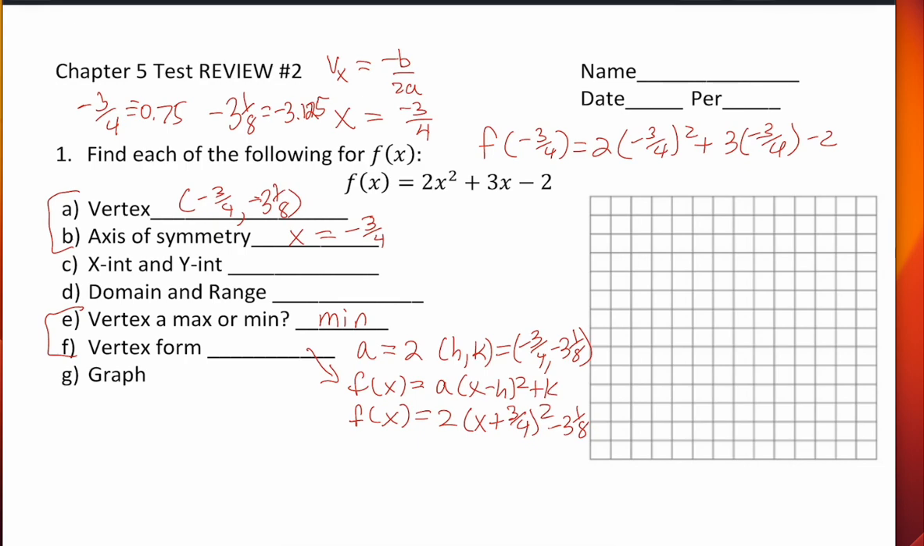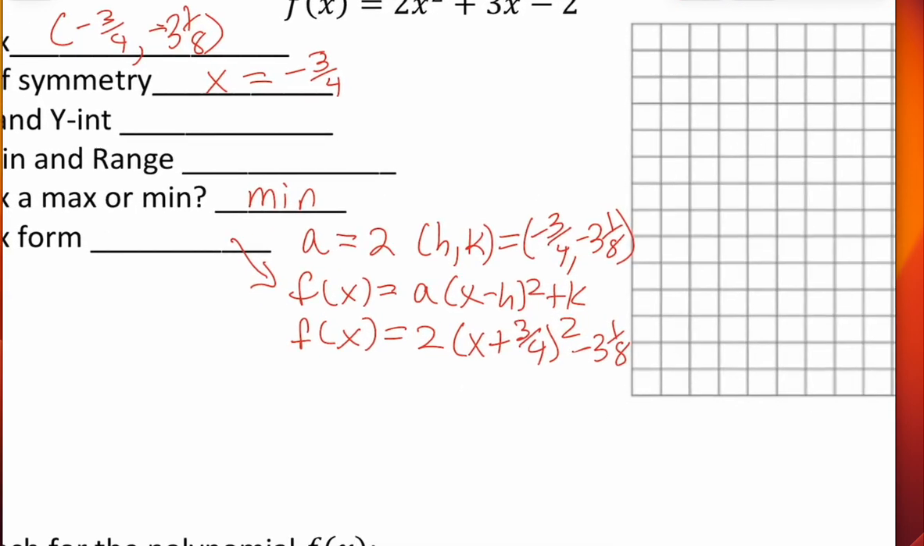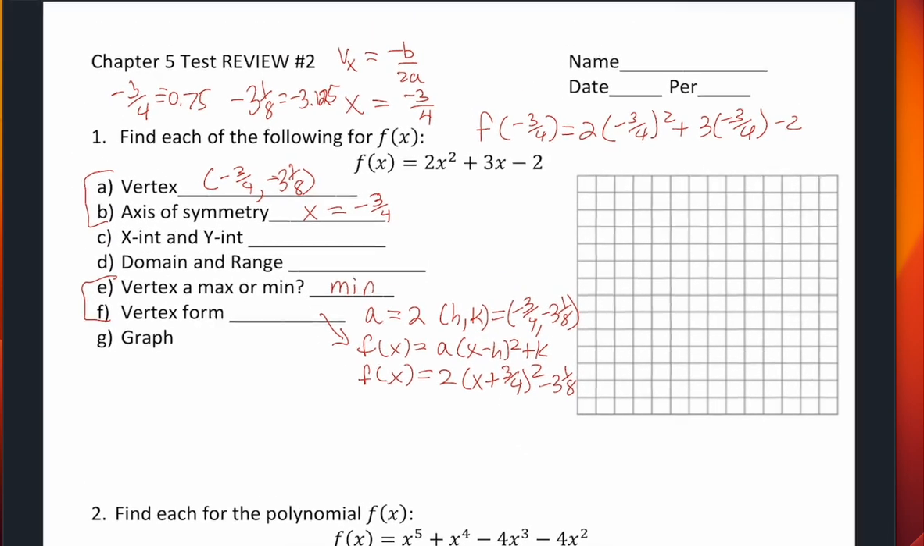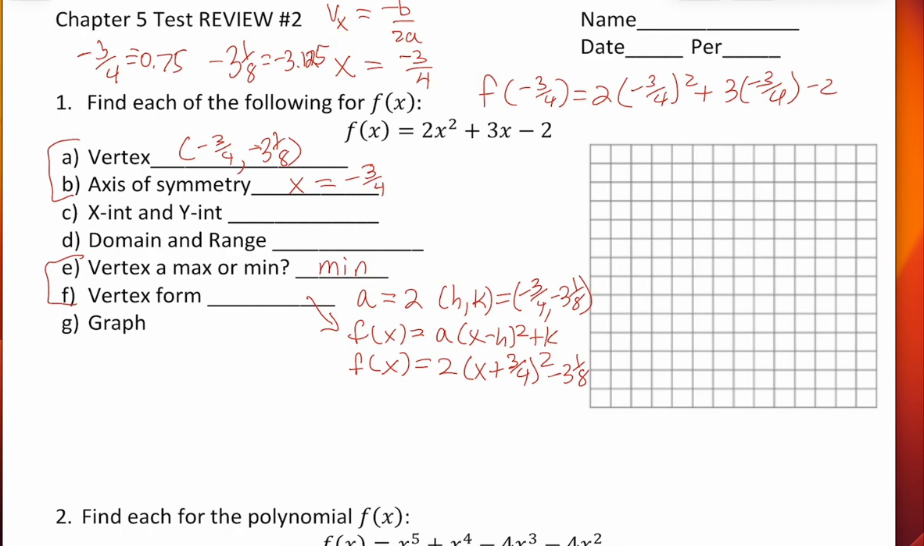Now, if you are a person that didn't use mixed numbers, and you call that 25 over 8, that's perfectly fine by me. So vertex form, you'll need to know that formula by heart. F of x is a times the quantity of x minus h squared plus k. You're going to put your vertex here and here. This one changes sign, that one does not. That's vertex form. So all of those four steps, A, B, E, and F, always go together. So they'll always be answered relatively quickly.